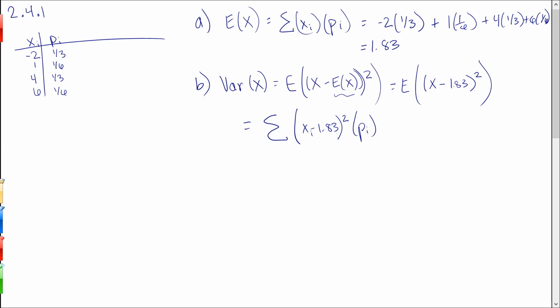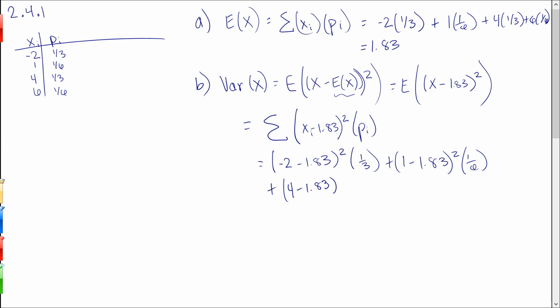In our case, the first x value is -2 minus the average of 1.83 squared times the probability of 1/3. Plus the next one, the x value is 1 minus the average of 1.83 squared times its probability of 1/6. Plus our next one is 4 minus 1.83 squared times 1/3, plus 6 minus 1.83 squared times its probability of 1/6, which gives me 9.47. Now again, this is not the easy way to do it.